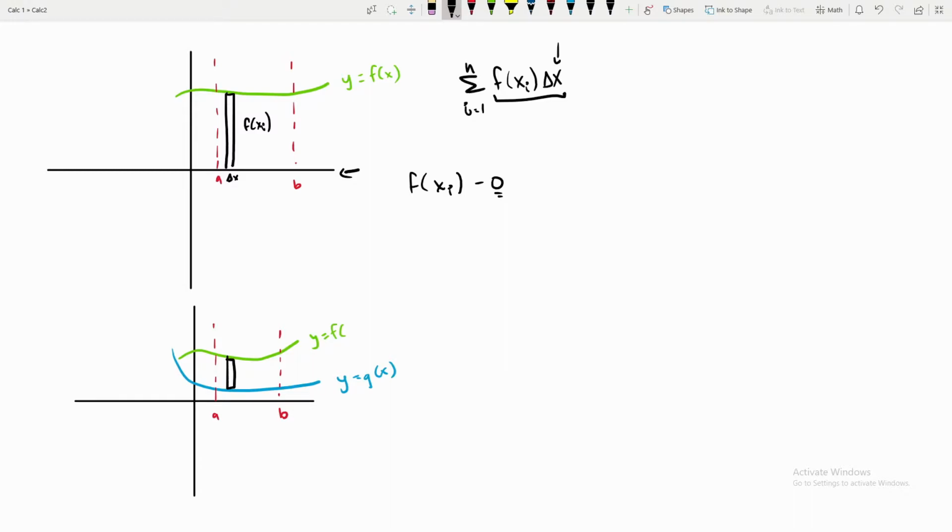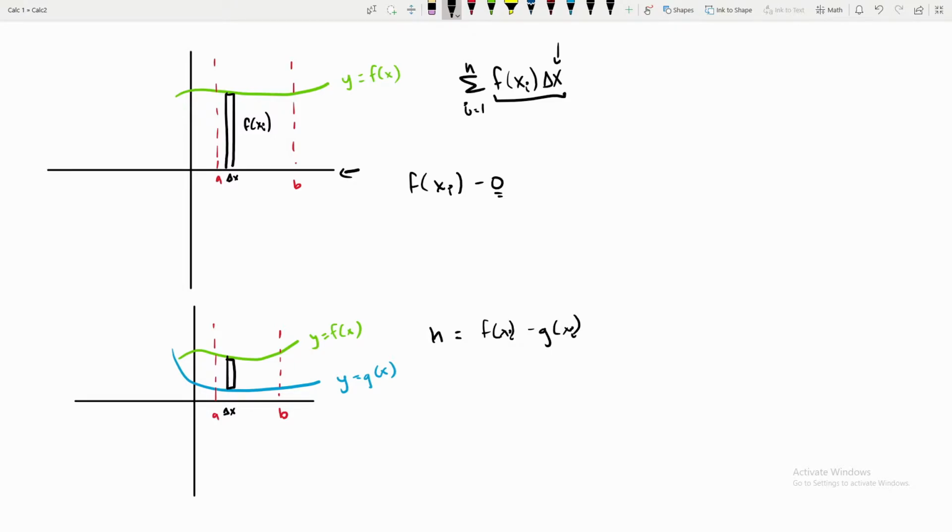But in this case, the height of our rectangle over here is no longer just f of x. If I label this as, let's say, h, the height of that rectangle is going to be f of x minus g of x. And I should probably write xi because we're talking about the ith x. So that would be the height of our current rectangle, and delta x would stay the same. The widths would be arbitrary in this case.